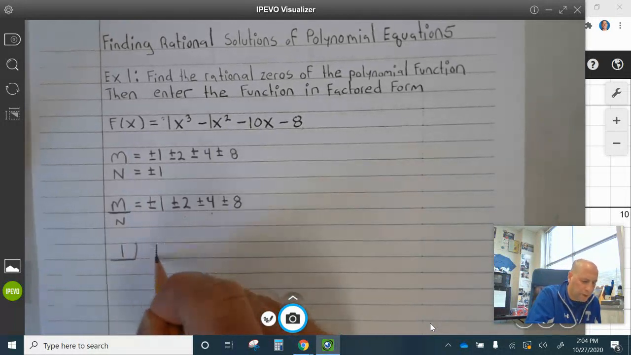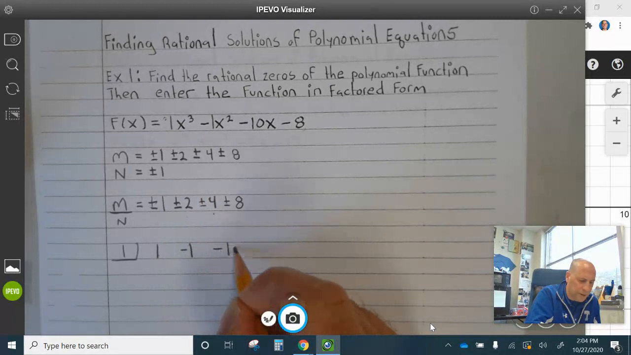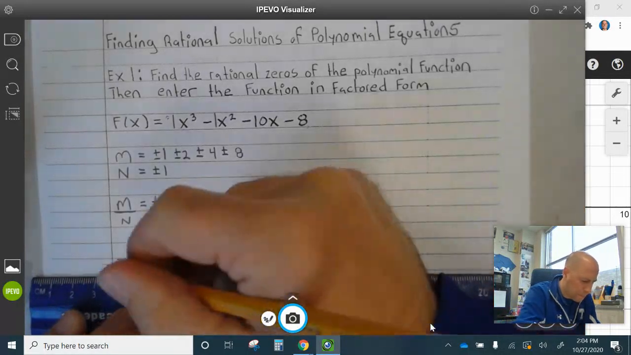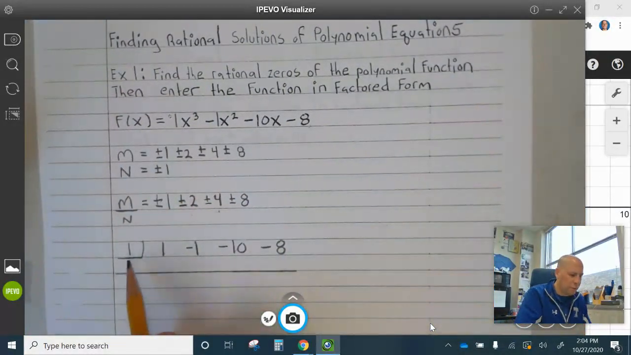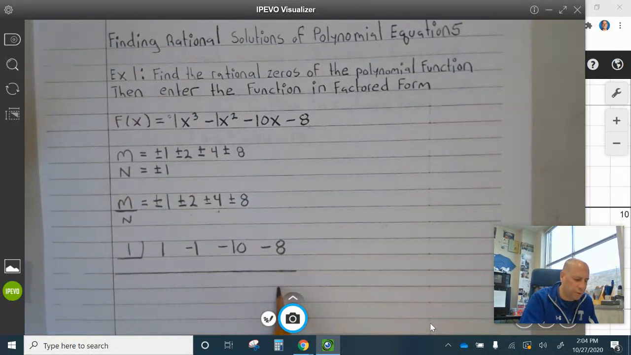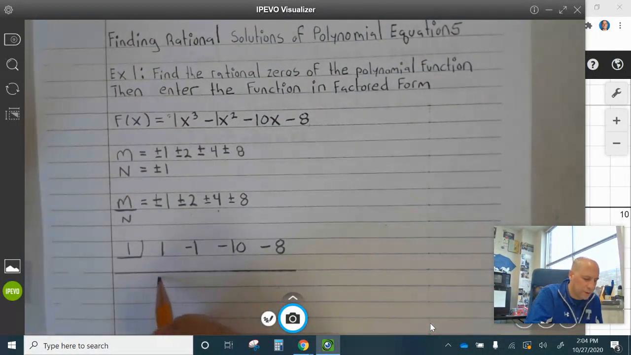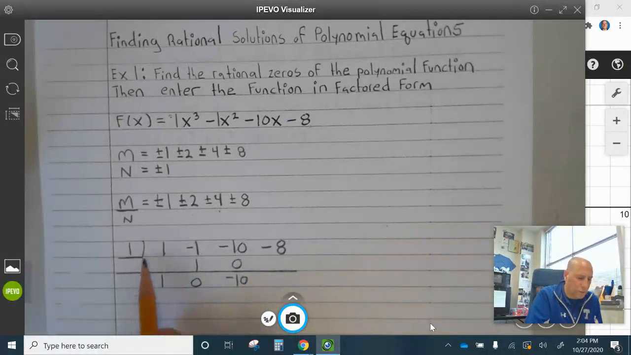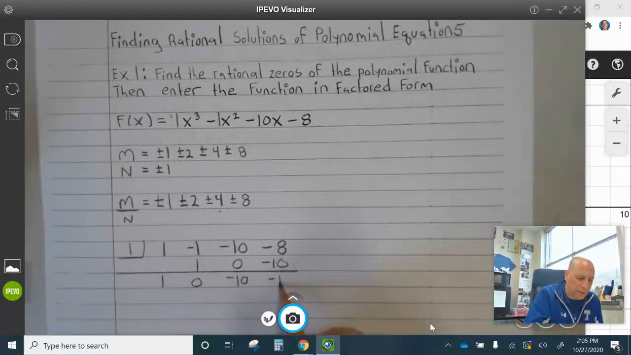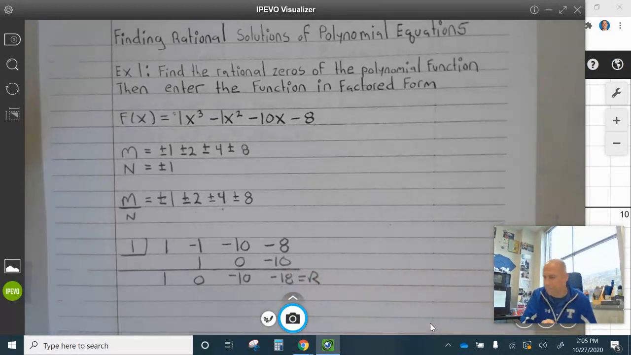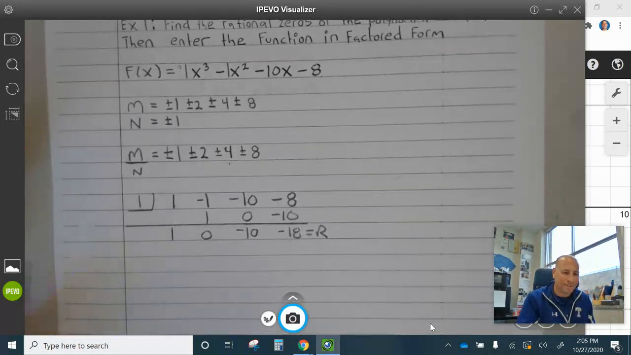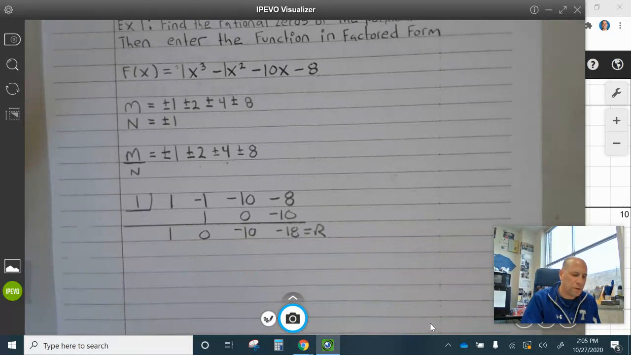And then we bring down the numbers for synthetic division. 1, -1, -10, -8. Now, if this is a zero, when we do synthetic division, we'll get a remainder of 0. If it's not a remainder of 0, then it's not a zero. So bring down the 1. 1 times 1 is 1. -1 and 1 is 0. 1 times 0 is 0. Bring down the -10. 1 times -10 is -10. Remainder is -18. Since your remainder is not 0, 1 is not a zero of the polynomial function or equation.